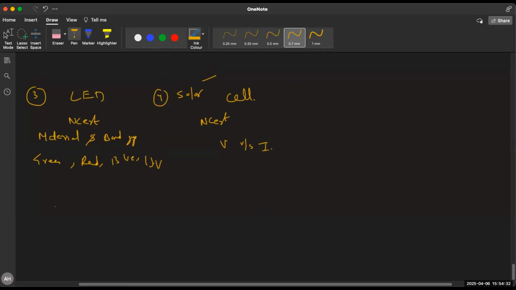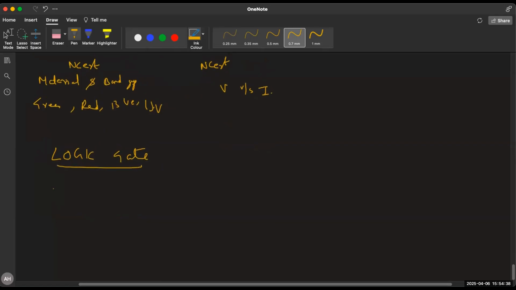Okay, after this, the next is logic gates. We have three types of gates. One is OR gate, another is NOT gate, third one is AND gate.